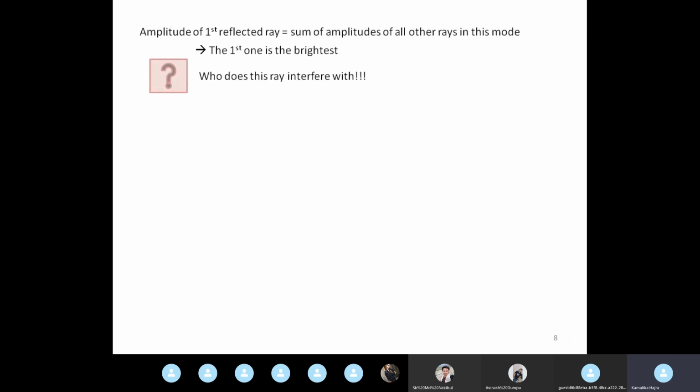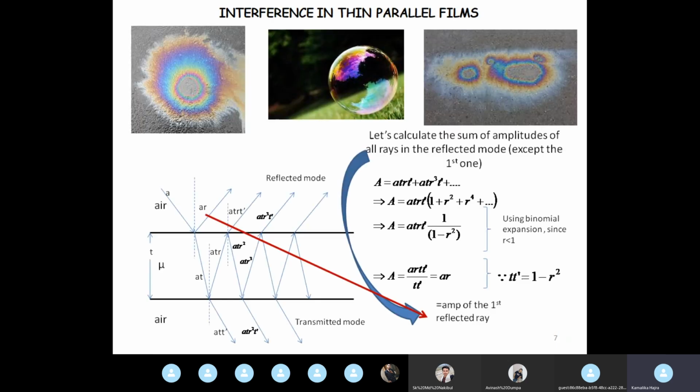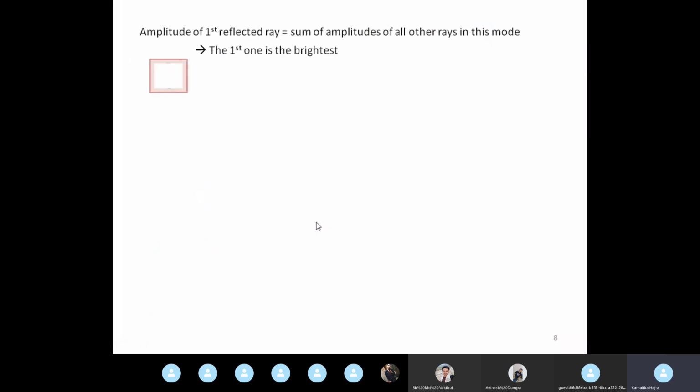Now the question is, who does this ray interfere with? Clearly, if you look at this picture, then these are the interfering rays. But we have not studied multiple ray interference. We have studied only two ray interference. So who does this first ray interfere with? Okay, that should be our question.